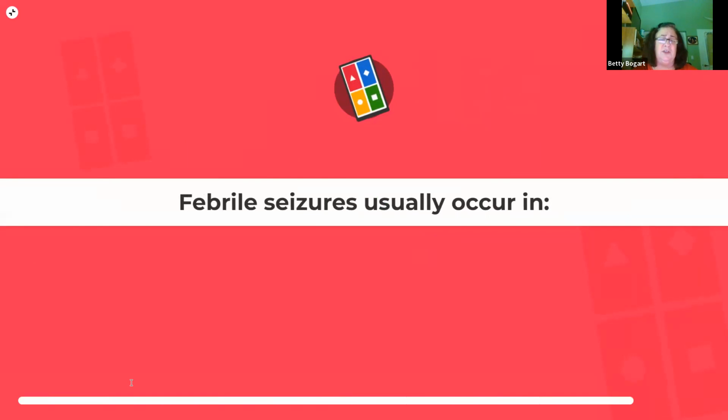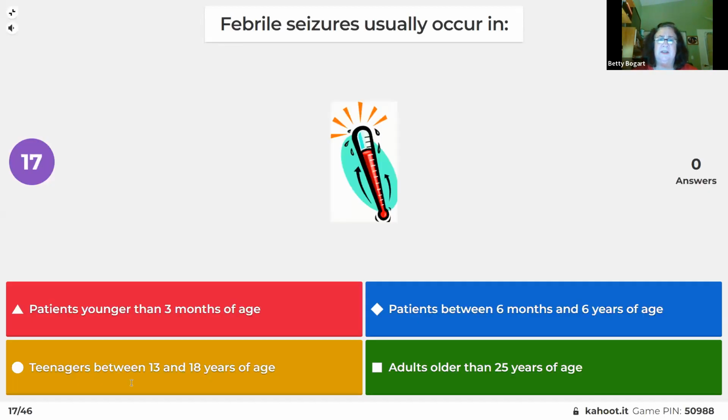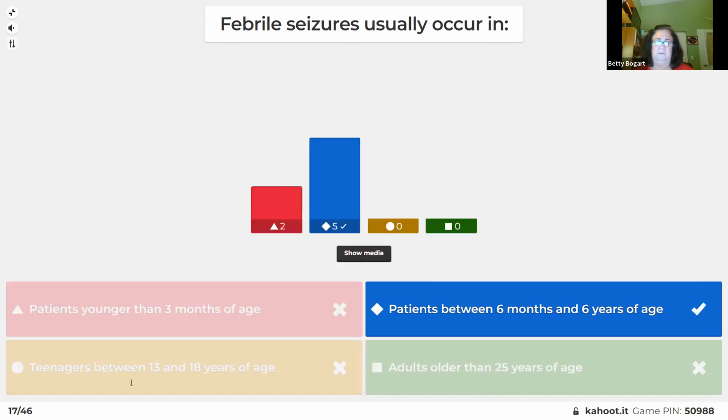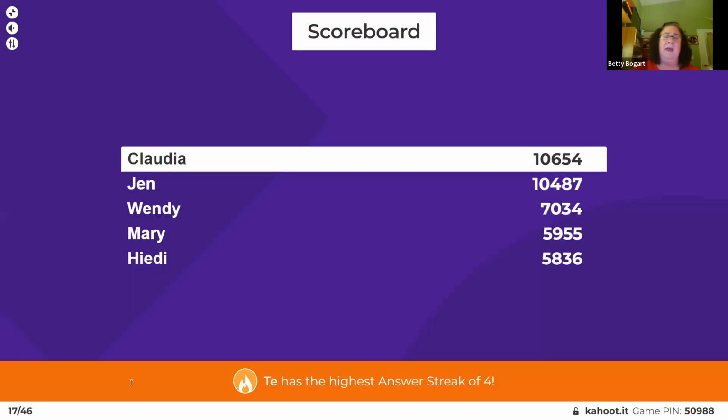Febrile seizures usually occur in children at what ages? It's 6 months to 6 years. Usually after 6 years, you could tell a parent the likelihood of a febrile seizure has really gone down to nothing. I know my daughter-in-law's firstborn had a febrile seizure. She carries a thermometer everywhere and she still takes his temperature, and they're 7 and 9 years old now.